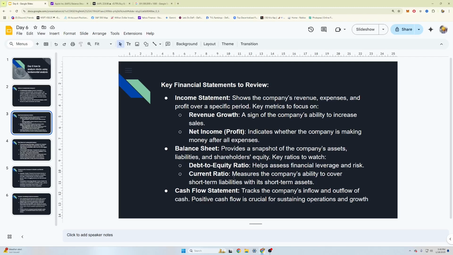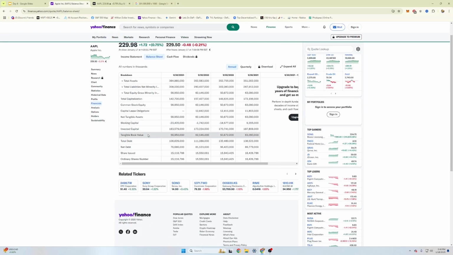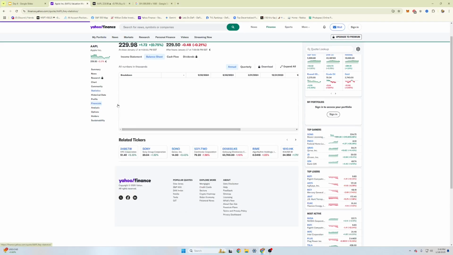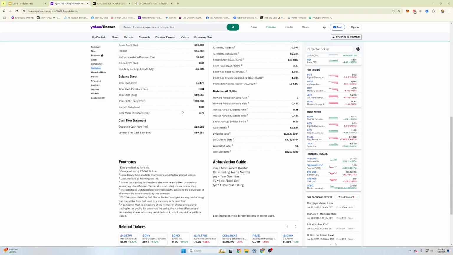And the current ratio measures the company's ability to cover short-term liabilities with its short-term assets. So, with the current ratio, I'm pretty sure the current ratio is in here, huh? Or is it in statistics? Yeah, it is. All right, so basically 0.87.